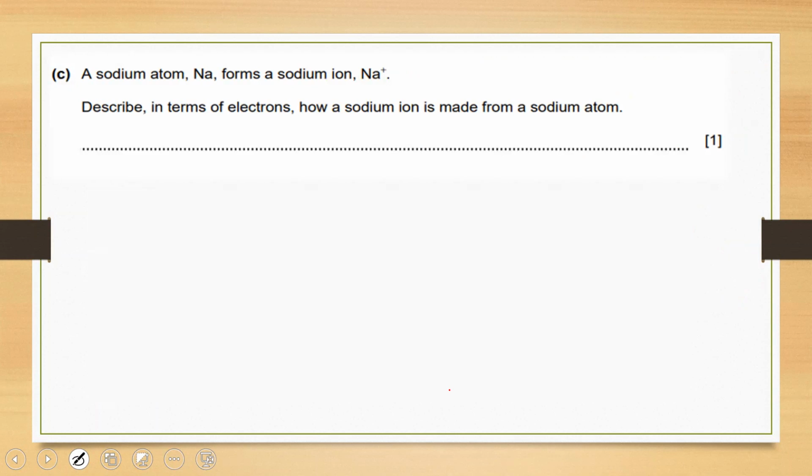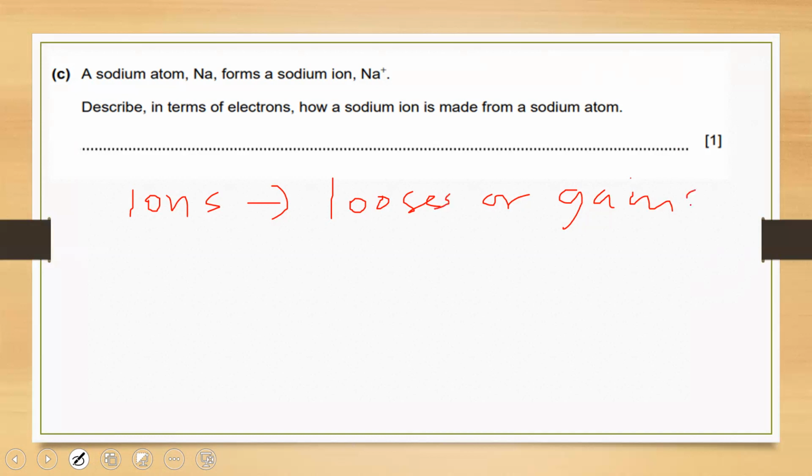Now, a sodium atom forms a sodium ion. Describe in terms of electrons how a sodium ion is made from a sodium atom. Now, ions are made when an atom loses or gains an electron. If it loses an electron, it's going to form a positive ion. If it gains an electron, it's going to form a negative ion.